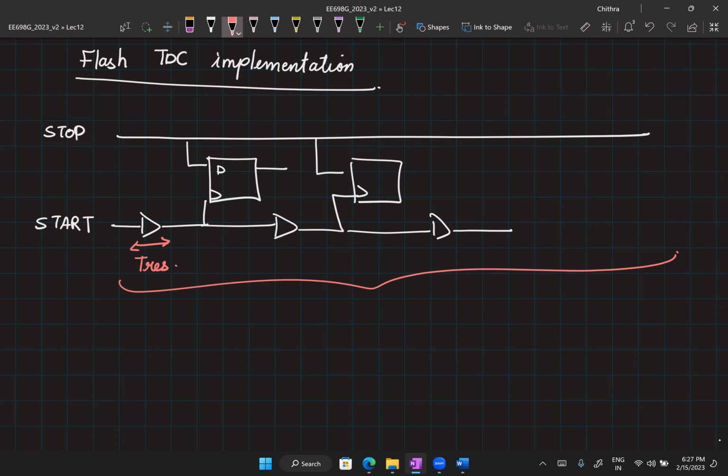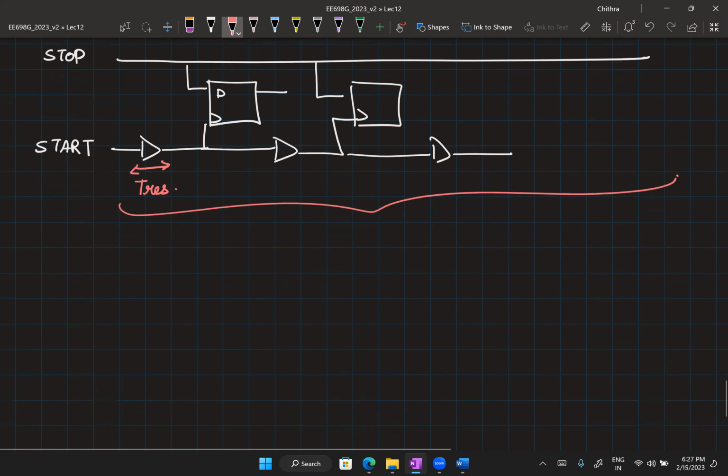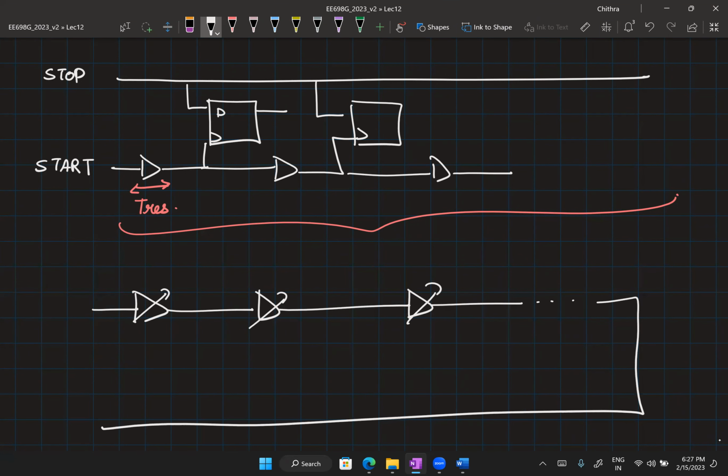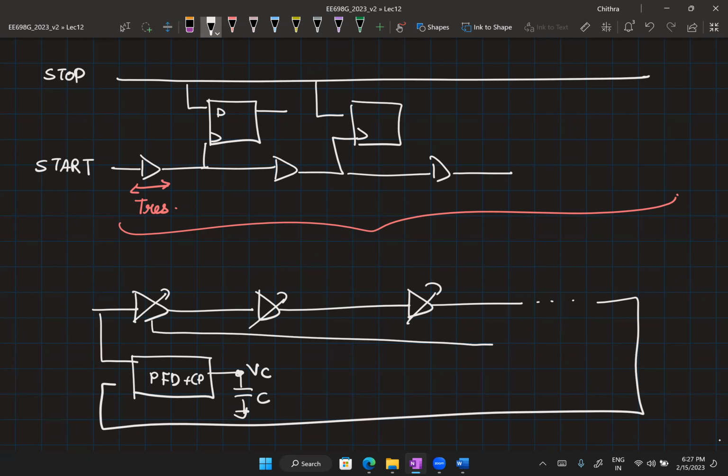So we can't directly make this as a part of the DLL because once you do that, where will you feed the start signal? Right. So I can, of course, make a delay line. So this is assume a VCDL. All of these are tunable delays. And then I can use the feedback. So PFD plus charge pump. Then I will have this information on a capacitor. So this is going to generate a VC voltage. And then I feed this VC to all of these buffers.